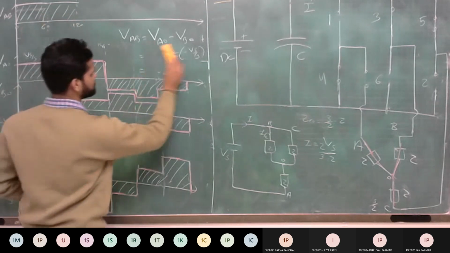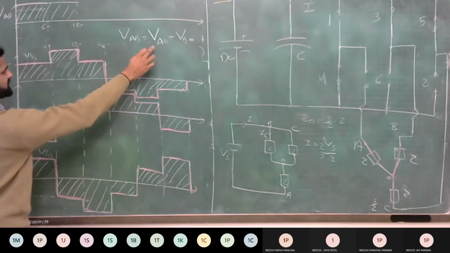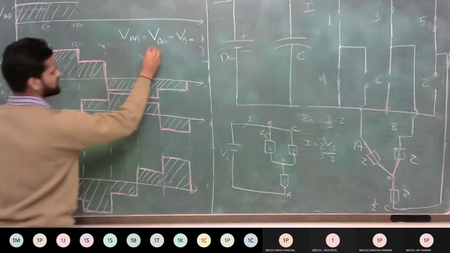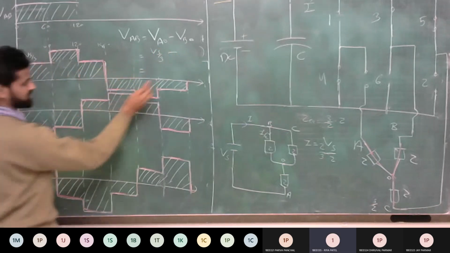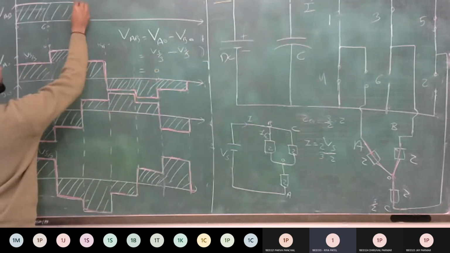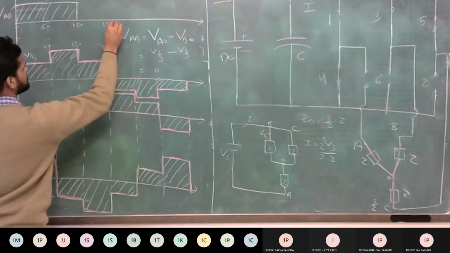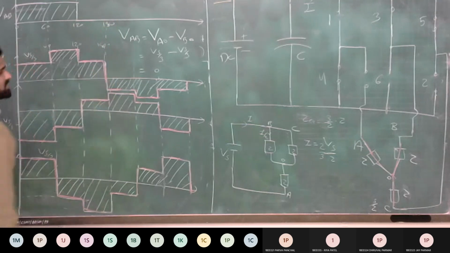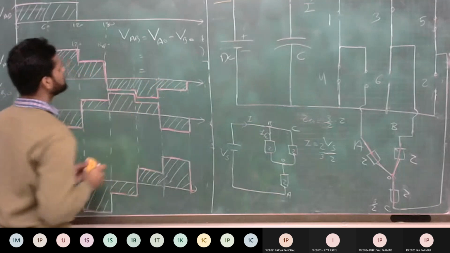Now the third interval. What is the value of VAB in the third interval? VAO is Vs by 3. VBO is also Vs by 3, positive. So it is how much? 0. So it means that in the third interval from 120 to 180, your line voltage VAB becomes 0. Clear?